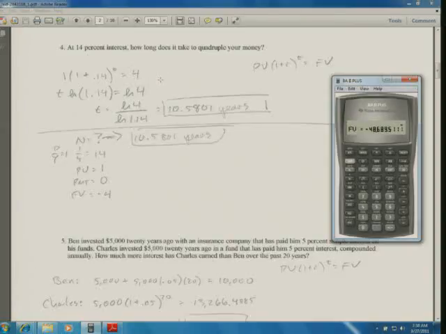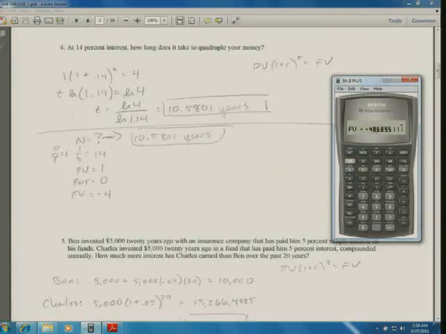Okay, so once again, if you're like me, it's been quite a while since you've had algebra, and you may not remember this. But we've got to solve for something that's in the exponent. So we've got to get it out of the exponent. And the way we do that is by taking the natural log of both sides. Okay? And that pulls that exponent down in front of the log. So we have t times the log of 1.14, that's just adding the 1 plus 0.14, equals the natural log of 4.